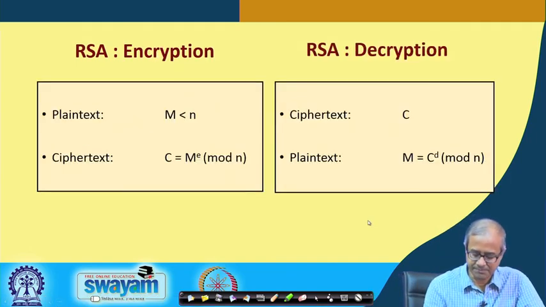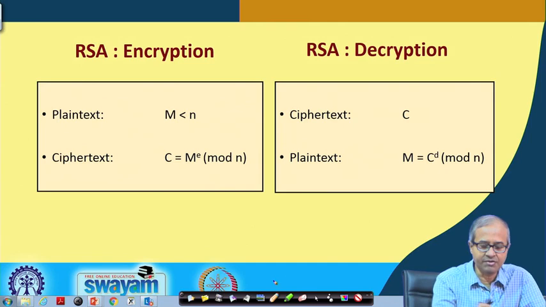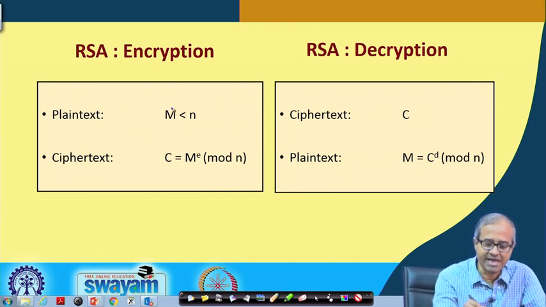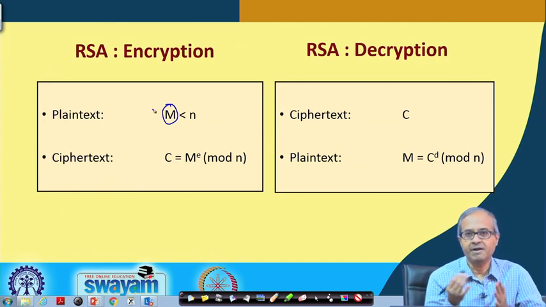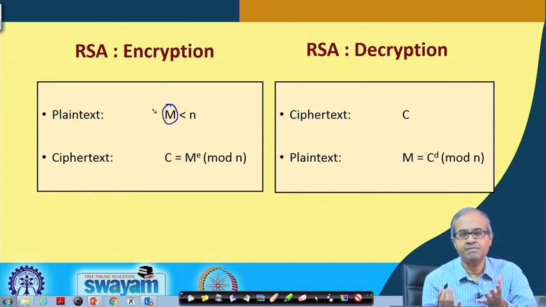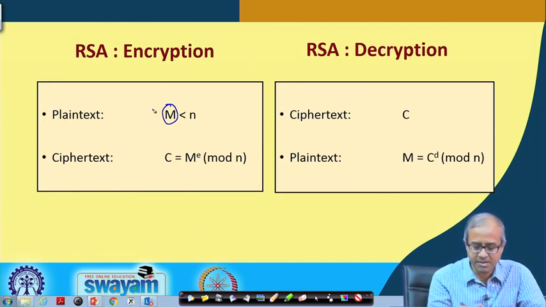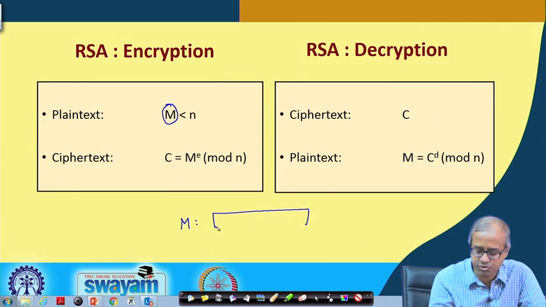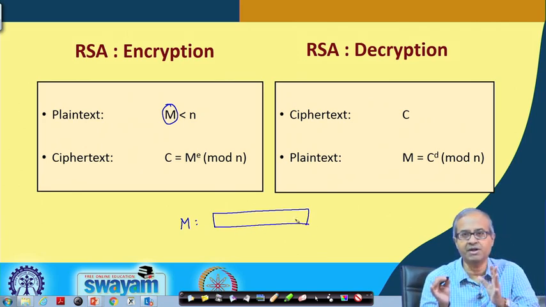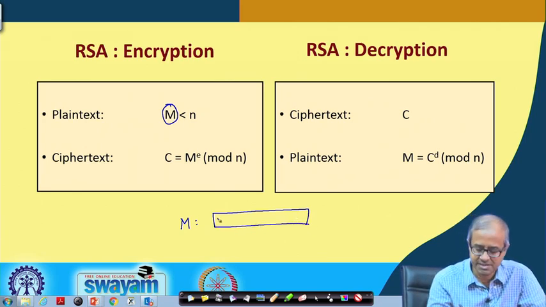So, how is it done? Let us say I want to encrypt a plain text, let us say M is the plain text. What is M? The way we look at M is nothing but a stream of zeros and ones. Here we are not talking about alphabets or characters or letters. It is a stream of zeros and ones, any arbitrary stream of zeros and ones.